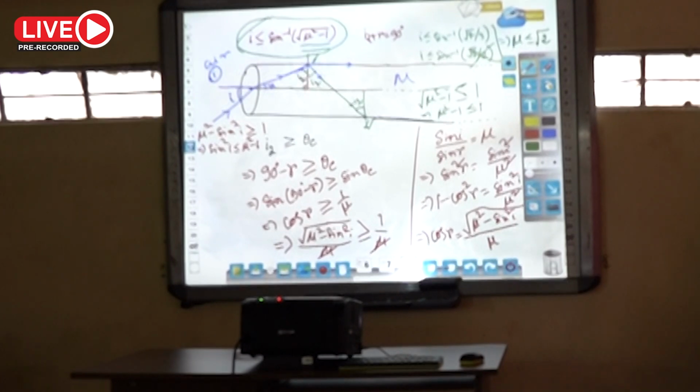Now check, root 2 means roughly 1.41. Glass has a refractive index of 1.5. 1.5 is greater than root 2, so glass cannot trap. Water is 4 by 3, nearly 1.33. So 1.33 is less than root 2. So for a water cylinder, when light is traveling from air to water, it can trap.